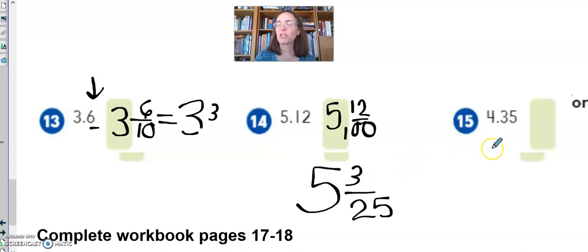Now, Miss Foster, you're changing the decimal into a fraction. Let's do it right this time. Well, once again, I'm doing a mixed number here. I've got that 4. It's not going to change. 35/100. Is it in its simplest form?